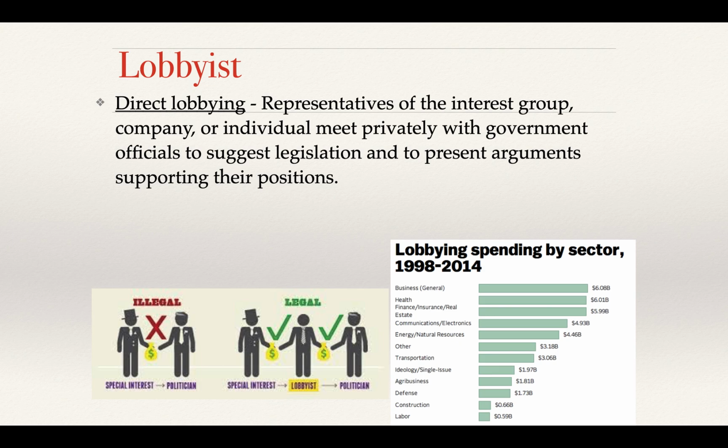And then you look at this next and you have communications and electronics. They're spending a lot of money on lobbying, about $4.93 billion to push on the government. Then it goes down to energy, natural resources. You think of your gasoline, $4.4 billion. And this was 7 years ago. Imagine what they're spending now.